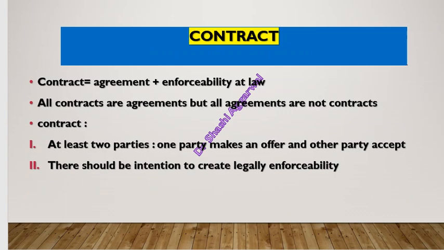For making the contract, there should be at least two parties. One party makes an offer, the other party accepts it. And there should be intention to create the legal relationship. If the legal relationship is not created, then it will not be called a contract.